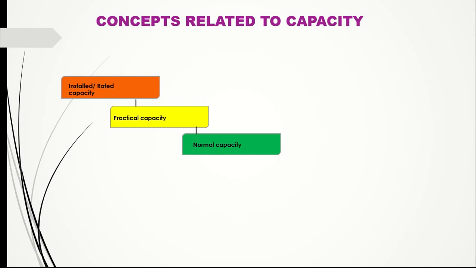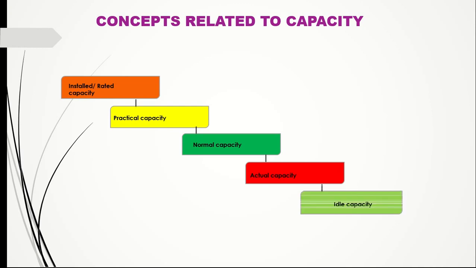3. Normal capacity. Normal capacity is the volume of production or services achieved or achievable on an average over a period under normal circumstances, taking into account the reduction in capacity resulting from planned maintenance. 4. Actual capacity. It is the capacity actually achieved during a given period. It is presented as a percentage of installed capacity.